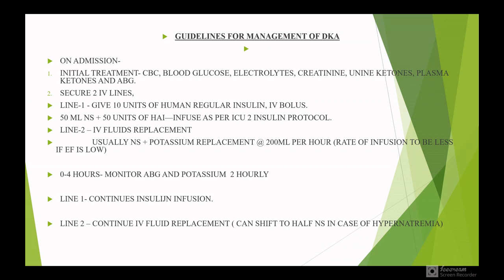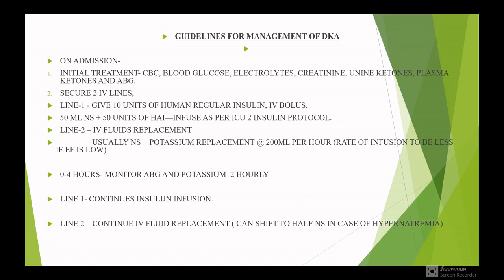Now, secure two IV lines. Line 1: give 10 units of human regular insulin IV bolus, then 50 ml of NS normal saline plus 50 units of HAI, infuse as per our ICU setting and the insulin protocol. Line 2 will be IV fluid replacement, usually normal saline plus potassium replacement. At the rate we can give 200 ml per hour. The rate of infusion should be less if EF is low. And for 4 hours, monitor ABG and potassium 2 hourly.